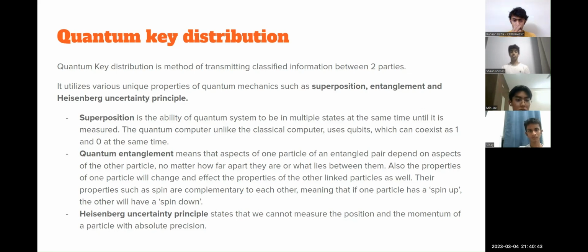Quantum entanglement means that the aspects of one particle of an entangled pair depend on the aspects of the other particle, no matter how far apart they are or what lies between them. Also, the properties of one particle will change and affect the properties of the other linked particle as well. Their properties such as spin are complementary to each other, meaning that if one particle has a spin up, the other will have a spin down. The Heisenberg uncertainty principle states that we cannot measure the position and the momentum of a particle with absolute precision.